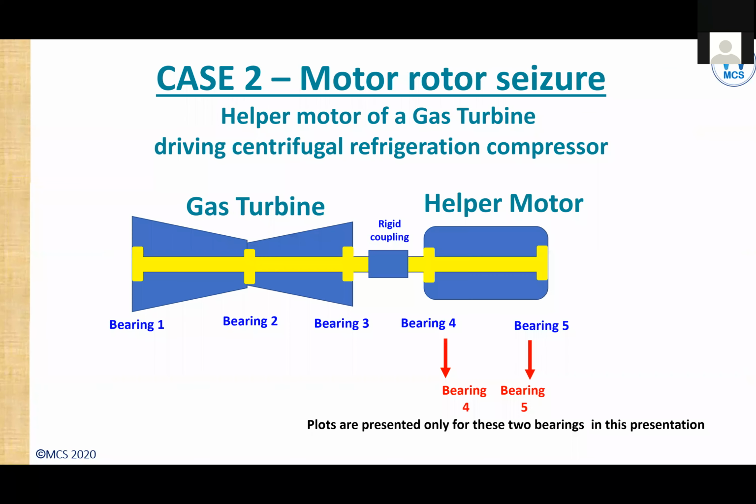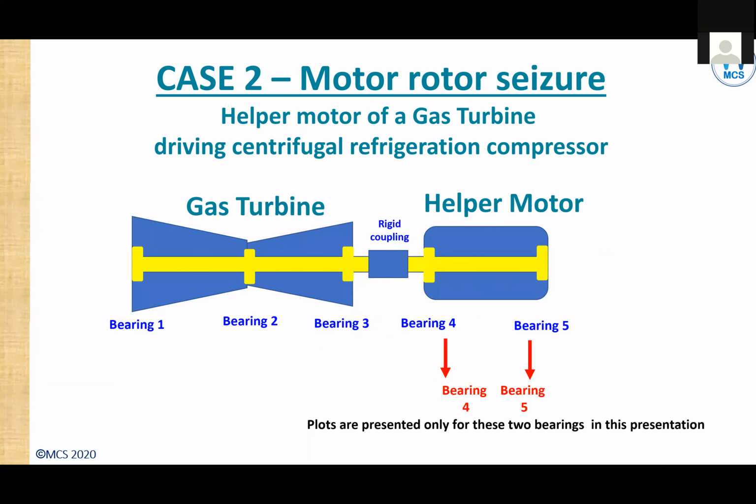Now let us look at the second one. This is about the motor seizure related to a gas turbine through a helper motor. It's driving a centrifugal refrigeration compressor. I have not shown the compressor in the figure because our interest is basically the gas turbine and the drive helper motor. Helper motor bearing 4 and 5. This is the nomenclature which we have. The gas turbine and the helper motor are rigidly coupled.